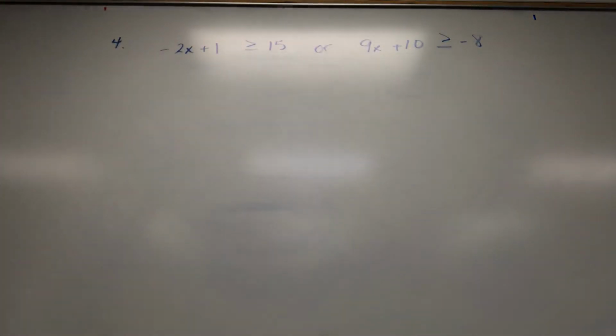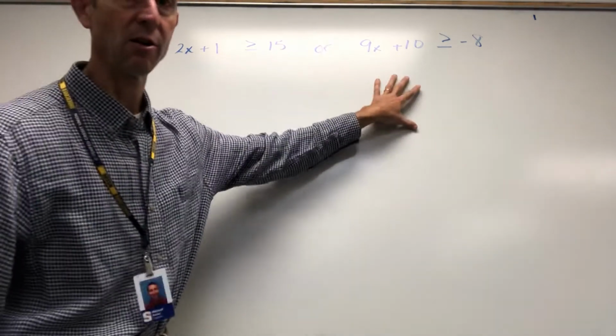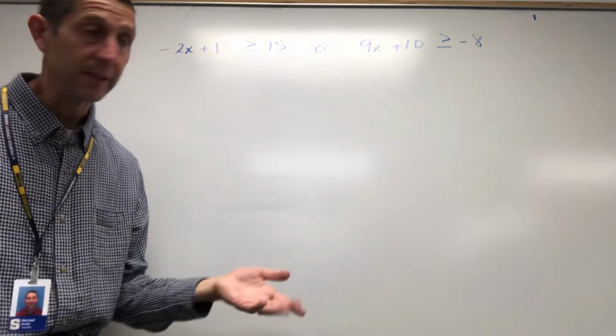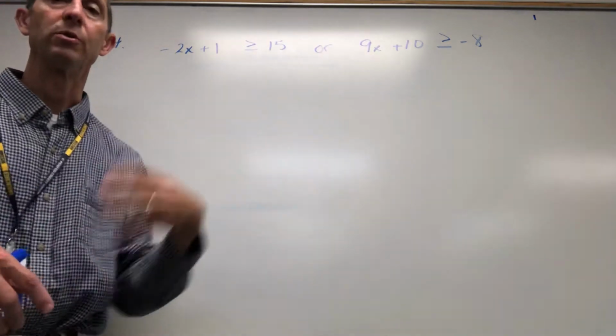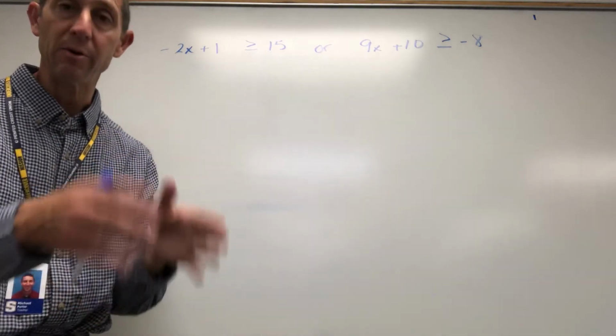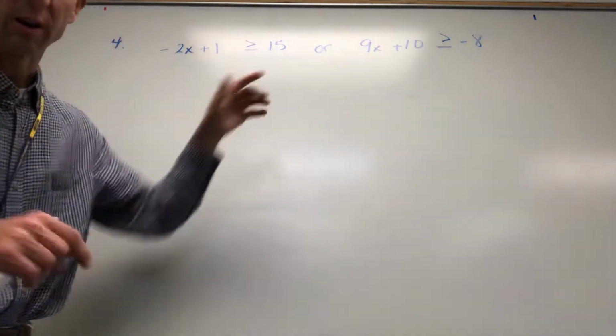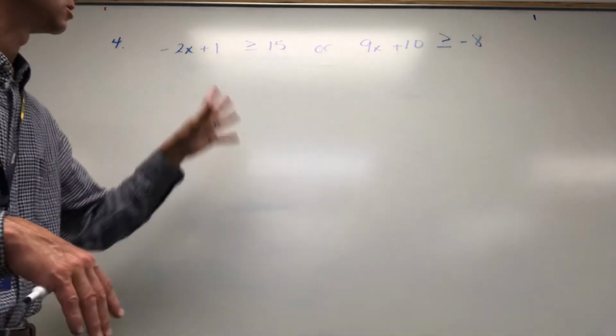Okay, so here's your two inequalities that you've got to solve for. But at the end, it's an "or" question. So we just got to remember the "and" is the common parts, the overlap. The "or" actually means everything. So this is your union.